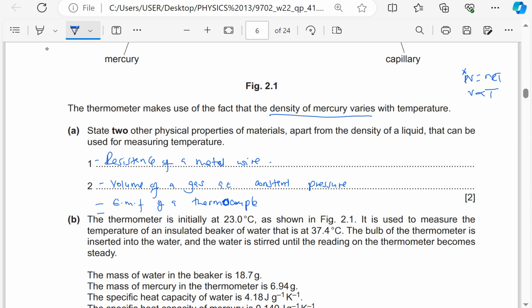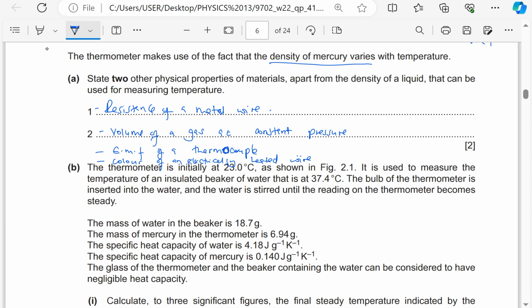You can also talk about the color of an electrically heated wire. Different colors can be seen if the temperature is in a certain range. So the temperature is related to the color of an object which has been electrically heated, and so on and so forth. So you needed to state only two.